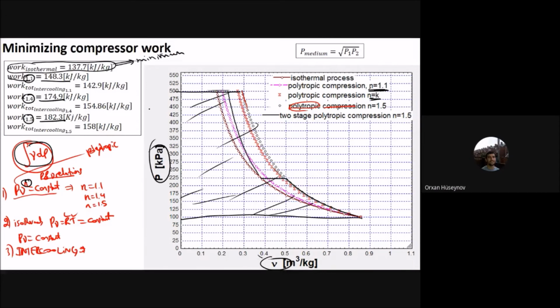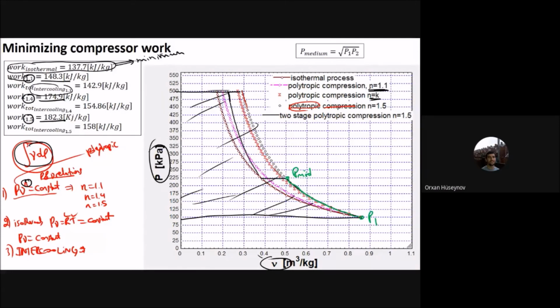But in reality, what people do is that instead of doing the process as isothermal, because it is impossible, you cannot get the isothermal process, what we are doing is intercooling. What is intercooling? Let me go from the opposite part here. The compressor compresses the air or the gas to some pressure, say from P1 to P medium.